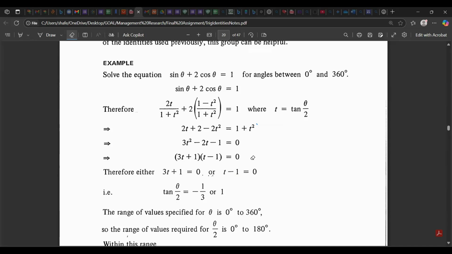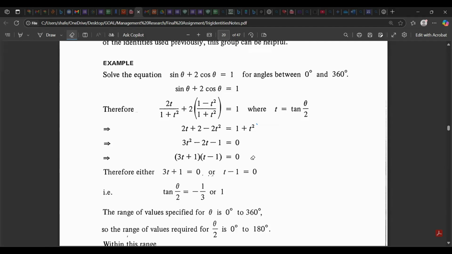You solve for t, you get minus 1 third and 1. Now you have to make back the substitution, that tan theta over 2 is actually minus 1 third, and tan theta over 2 equals 1. And that takes some doing.